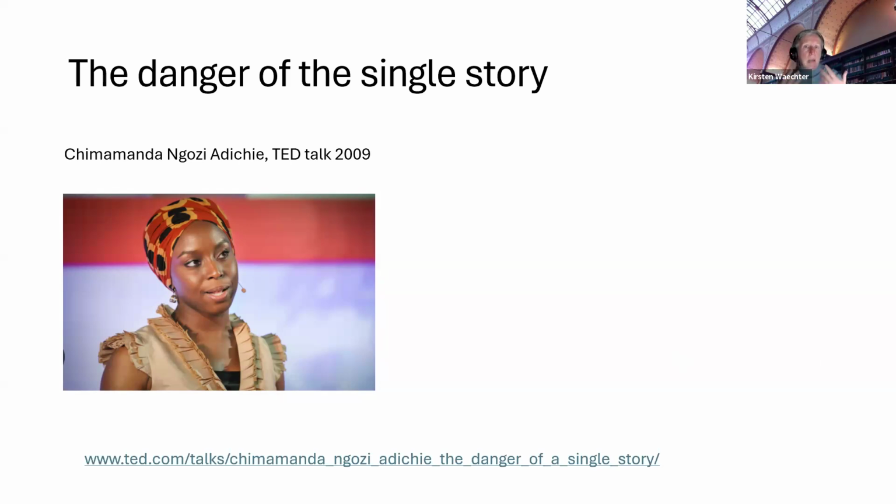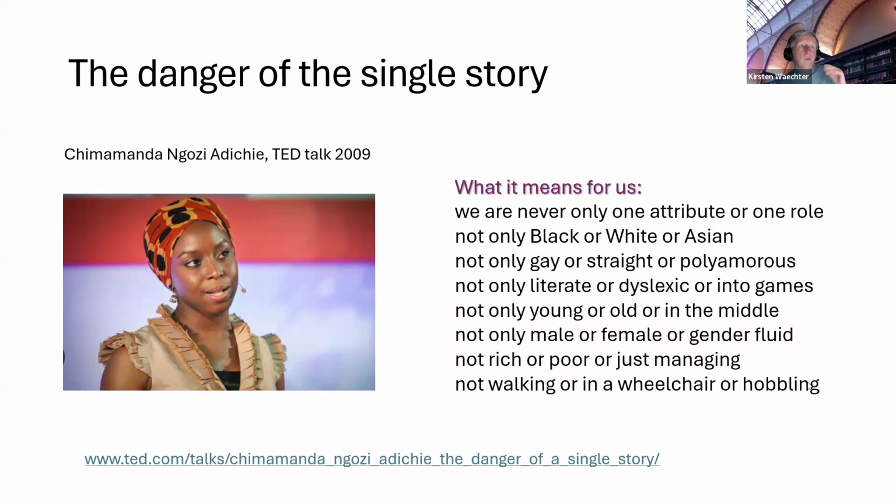And this is what we mean when we talk about layered stories. So we are never only one attribute. I'm not just German and a woman. I'm a lot of things. You're not just Greek teachers of English. You're a lot of things too. We're never only one attribute or one role. So we are a lot of different facets.